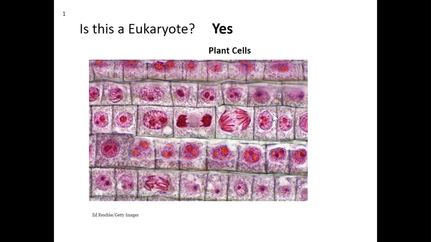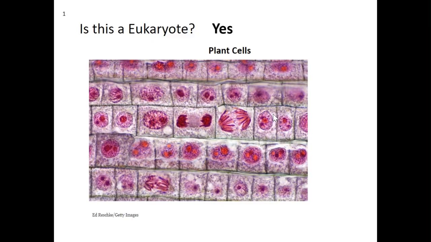Okay, so the answer is yes. These are plant cells. Plants are eukaryotes, and the way that I know that is that I see clearly that there's a membrane-bound nucleus, so I know immediately we're talking about a eukaryote. But I also can see that there are regular rectangular lines delineating cell walls, and that it's a multicellular organism. So it's multicellular, so definitely a eukaryote.